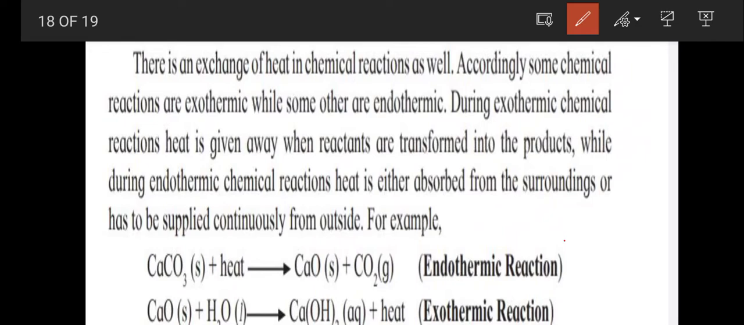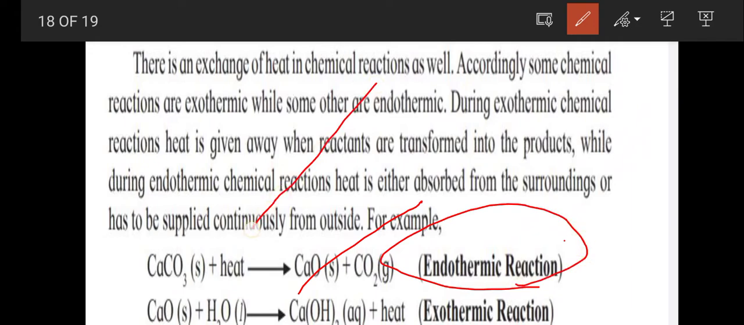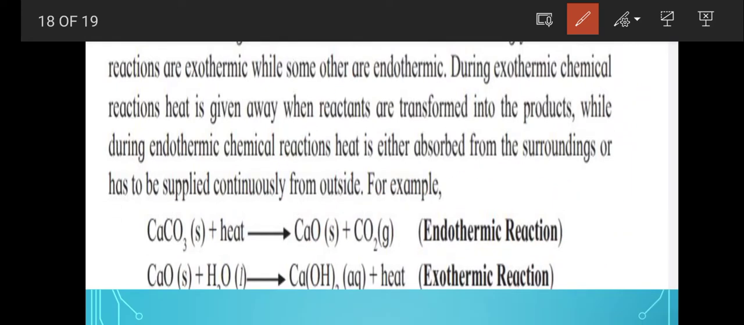Okay, हम क्या करते हैं? To carry out the reaction we give the heat. So that time that is also the endothermic reaction because heat is gained into that reaction. So CaCO3 plus heat gives CaO and CO2, that is the endothermic reaction because there is a gain of heat. And in the exothermic reaction there is a liberation of heat. So that is CaO plus H2O, it gives Ca(OH)2 plus heat. So that is the exothermic reaction.